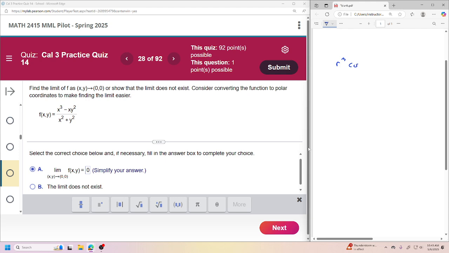R cubed, cosine cubed. I should have just written it down to begin with. I was just being too silly. Silly is the key word. All divided by r squared, and I said cancel all these guys out. So far, so good. And then I could factor out my r to the front.